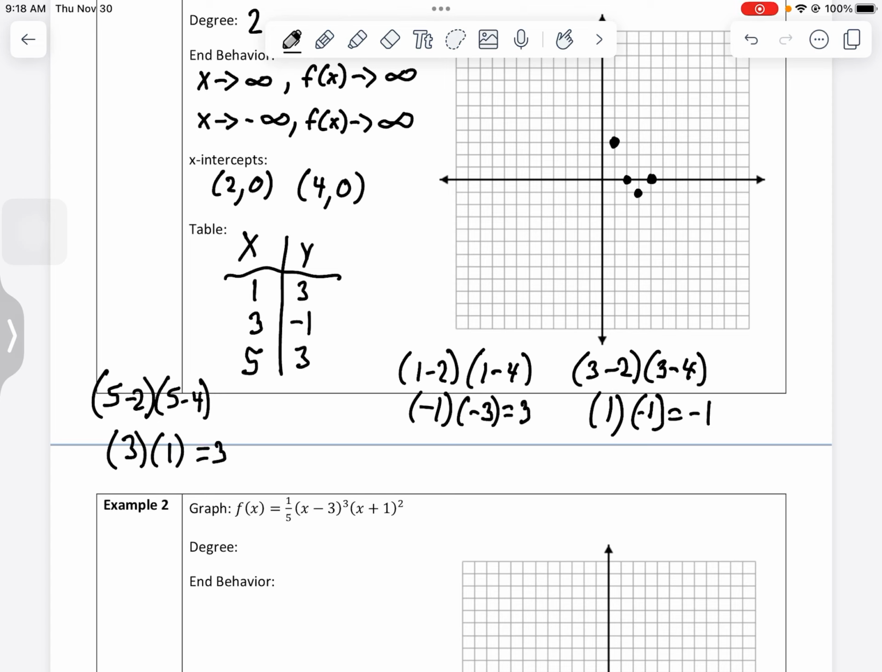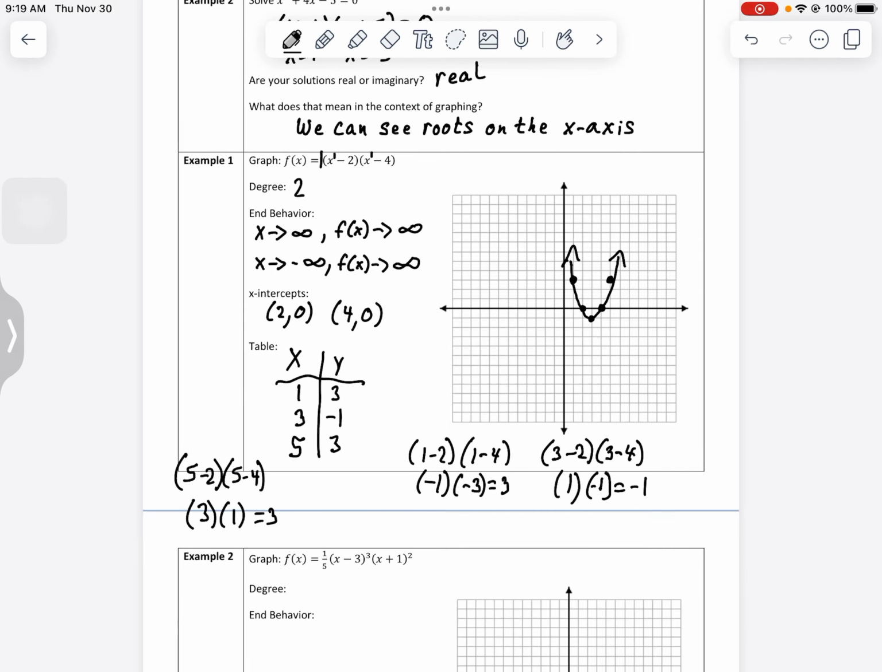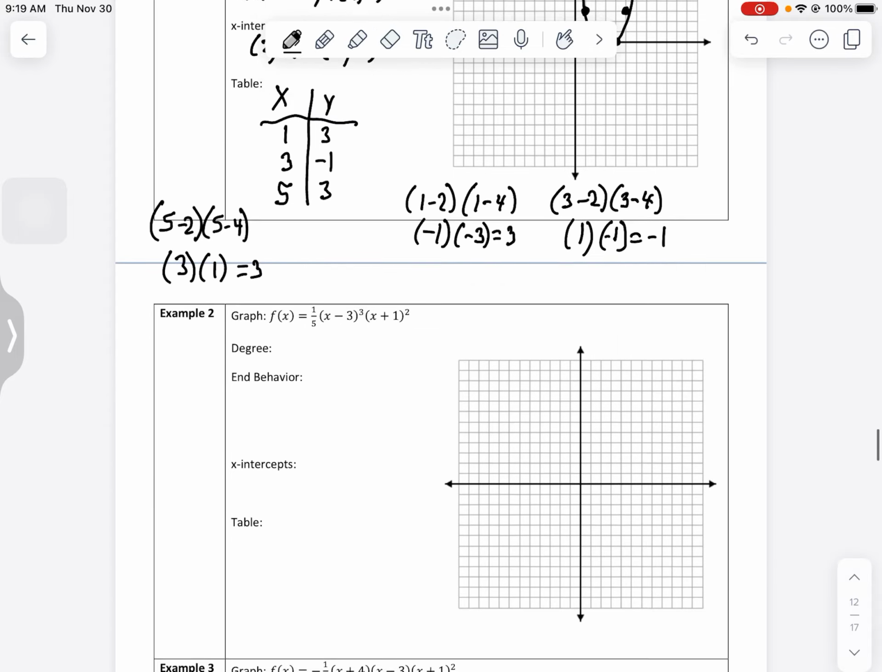And we get 3. Which again makes sense because we were expecting a second degree polynomial, which is a parabola. And that's exactly what shape came out of it. This matches our end behavior because both of them are going up if we were to connect these points. So we know that we are probably on the right track. And there you go, your first one graphed with this method. Okay, we're going to move on to the next one here.